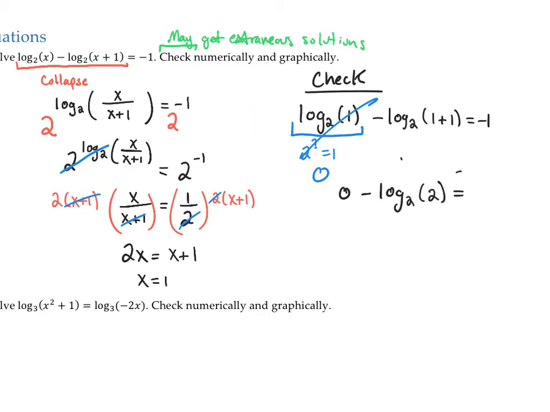Does that equal -1? Well, 2 is 2 to the 1. A logarithm is saying what's the exponent, so log base 2 of 2 to the 1 is just 1, so I get -1 equals -1, which checks. So we'd go back over here and our final solution set would just be 1.